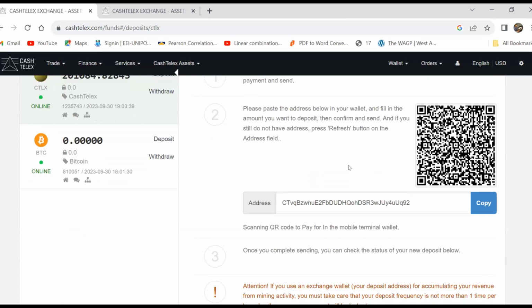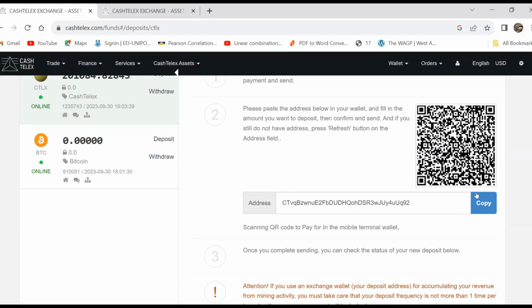So now this is my CashTelex deposit address. So I'm going to send this address to whoever wants to deposit some CashTelex into my CashTelex account or wallet. So I'll copy and send to the person through whatever means. I can copy, send it through WhatsApp, or I can even do a barcode and send to the person. So the person will now credit my CashTelex wallet. So that is that. That's how they deposit into your account.